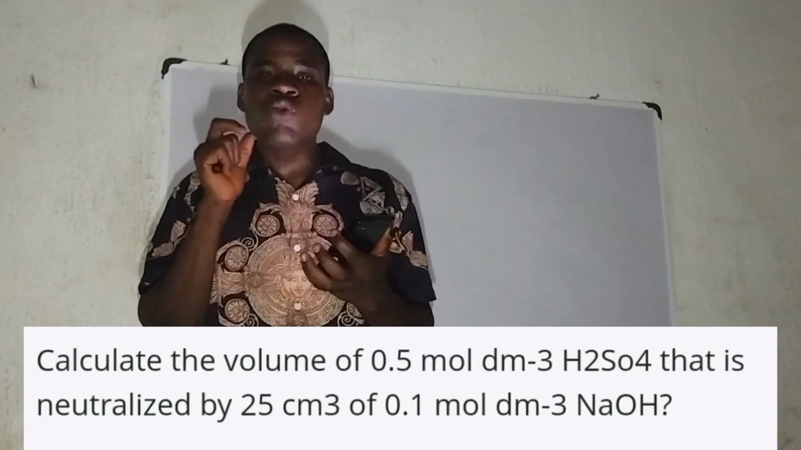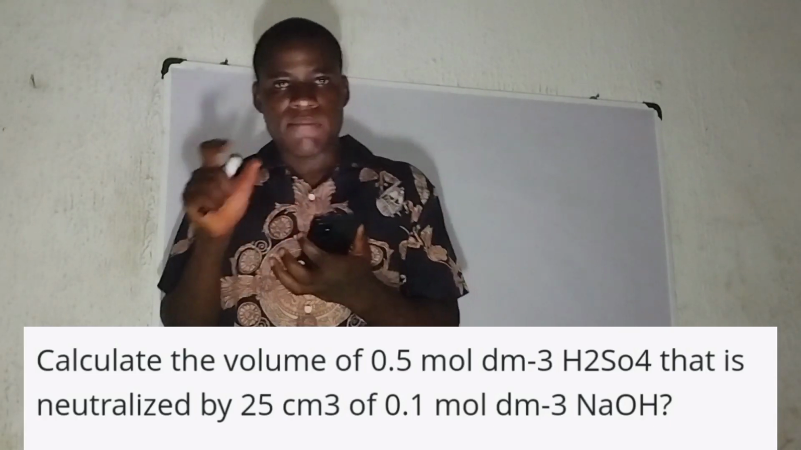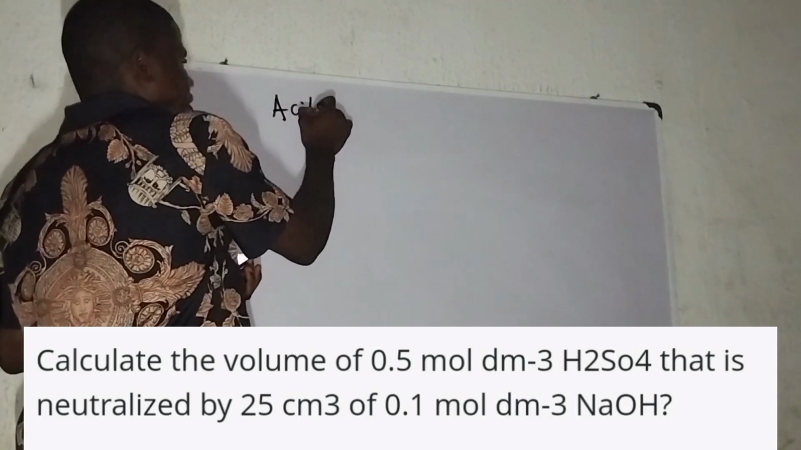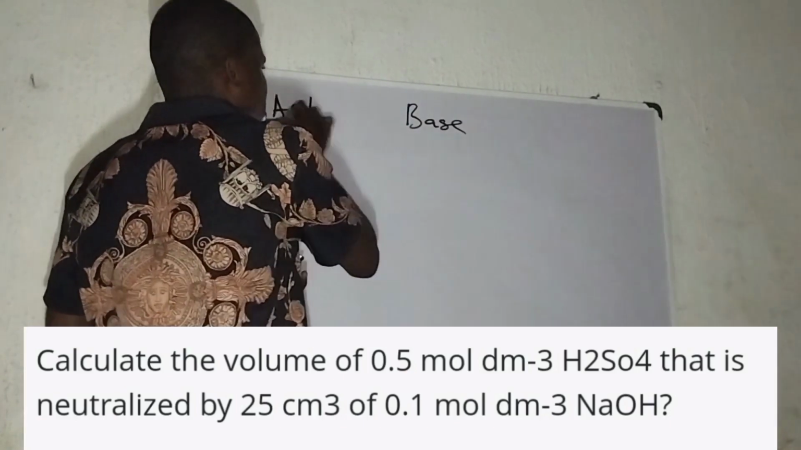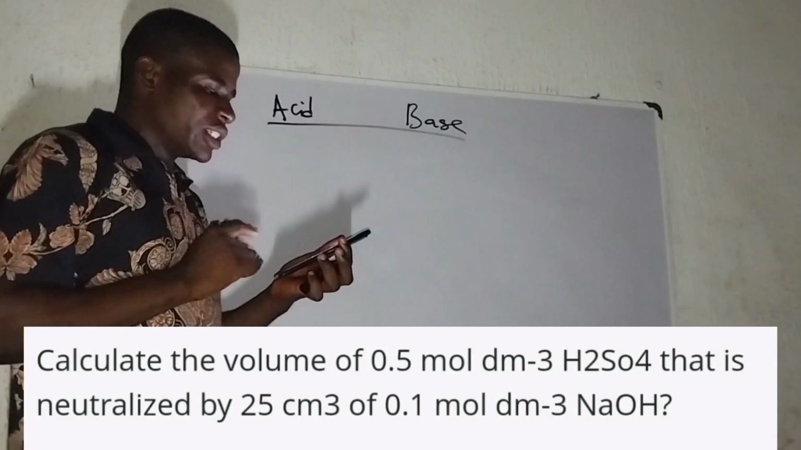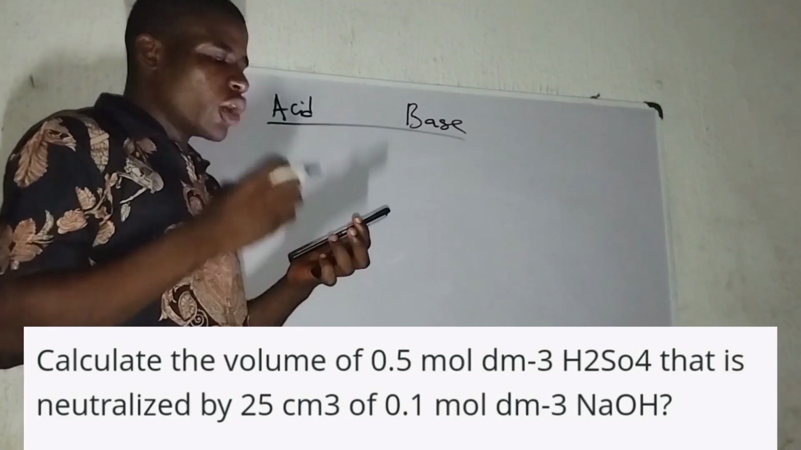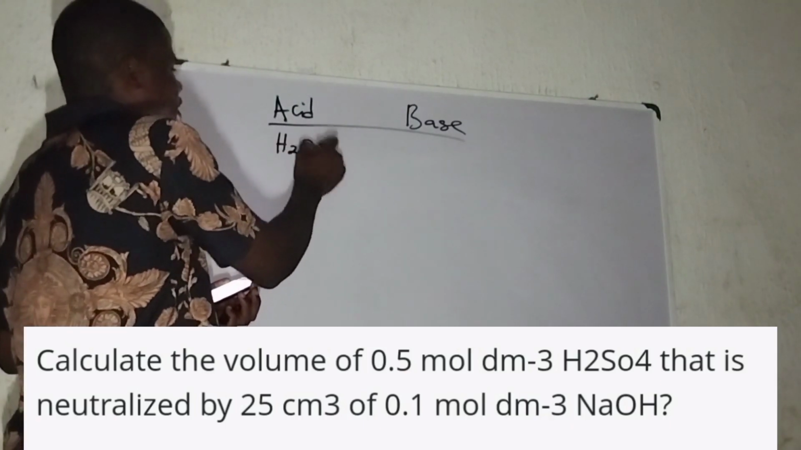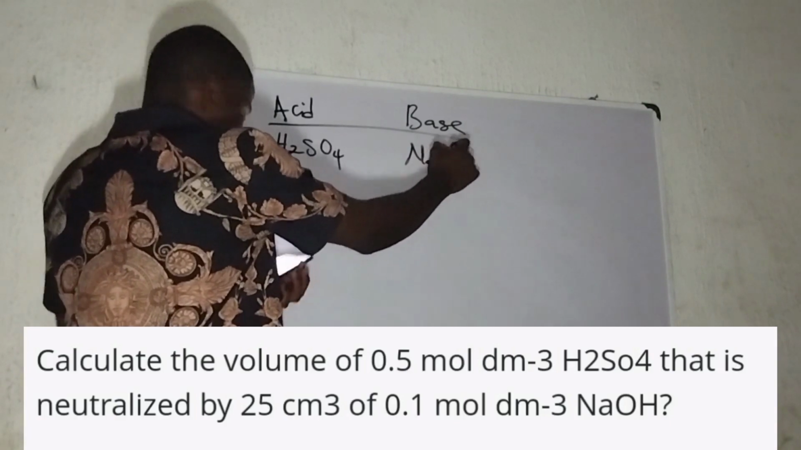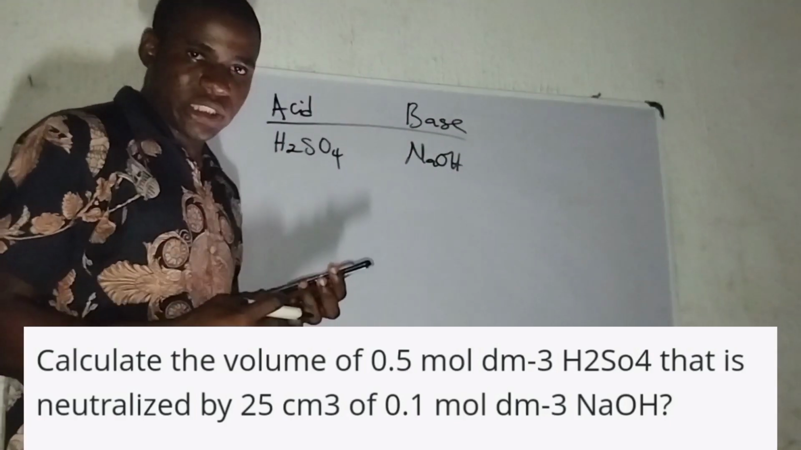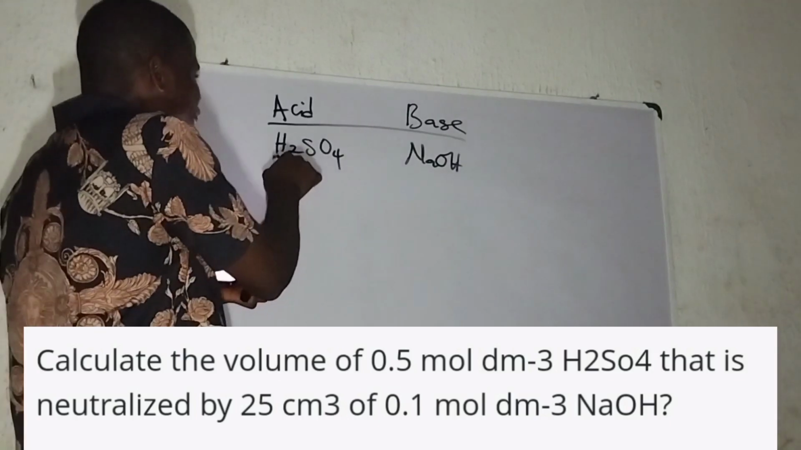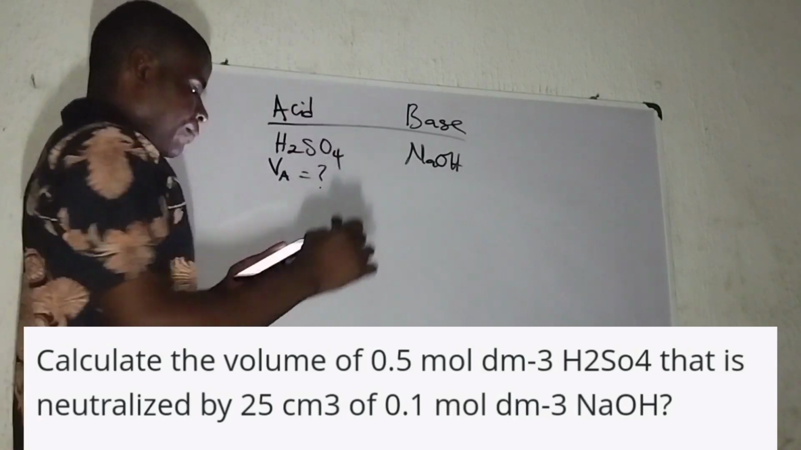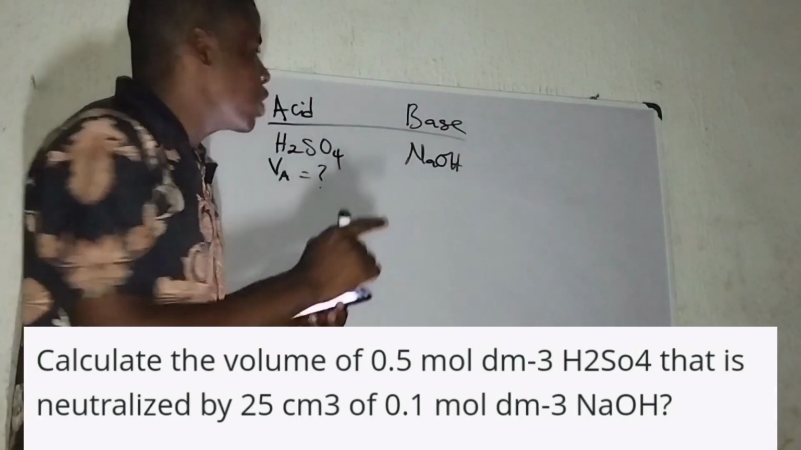Now, in that question, we really have an acid and a base. Let's try to write out what they gave us about the acid and what they gave us about the base. The question says, calculate the volume of 0.5 mole per dm cube H2SO4. H2SO4 is the acid, and sodium hydroxide, NaOH, is the base. They ask us to calculate the volume of this. That's V of the acid, which is what we are looking for.